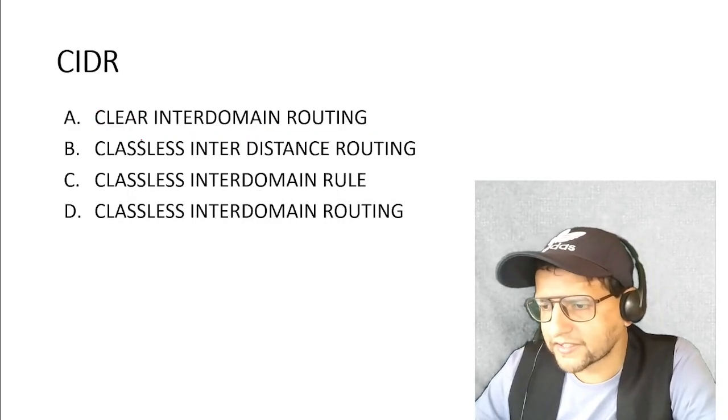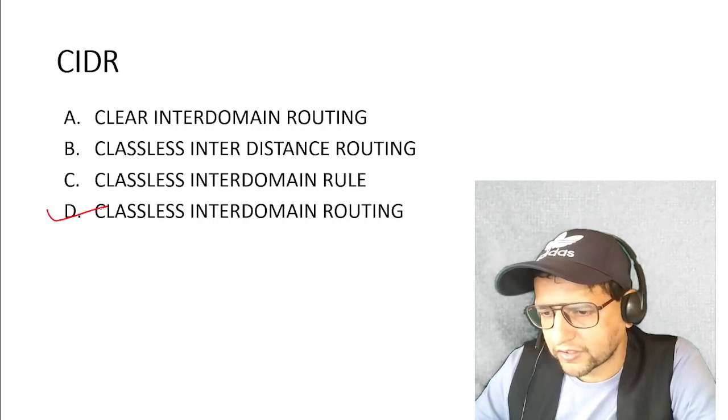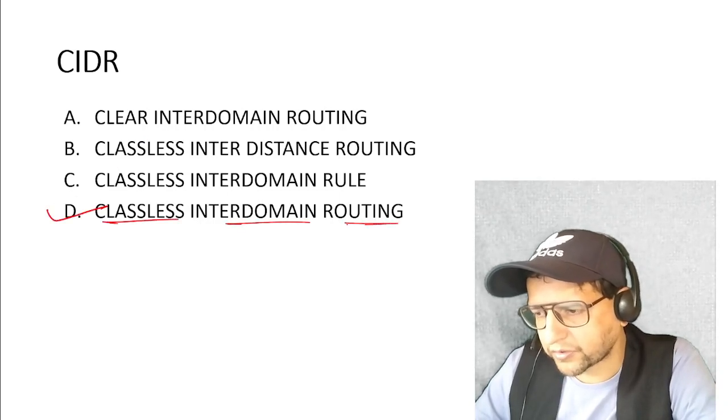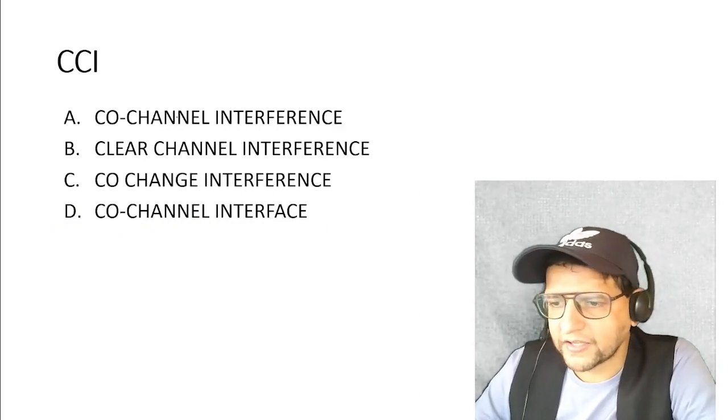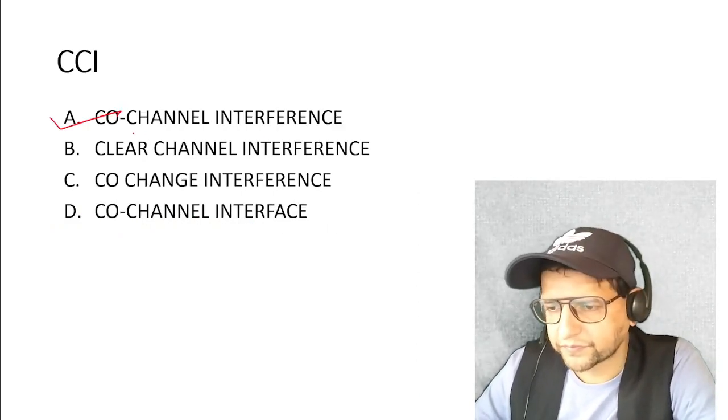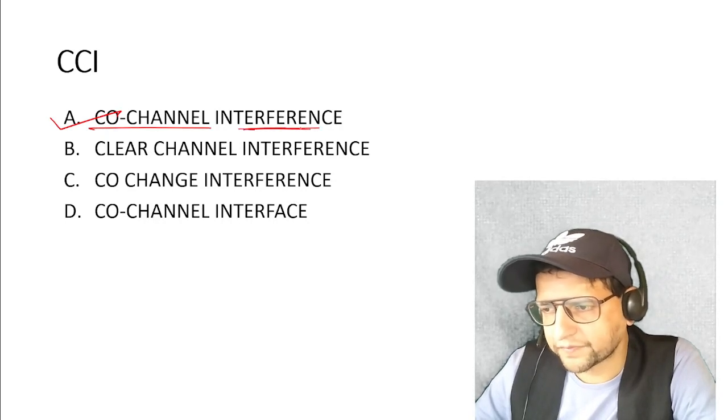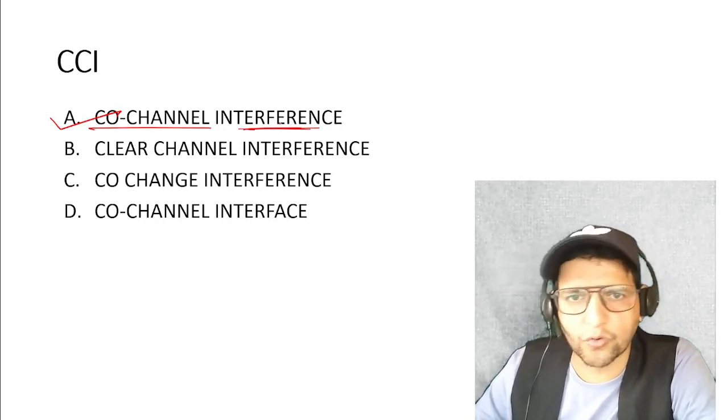CIDR is your classless inter-domain routing. So D is the right one. CCI is your co-channel interference. So there's adjacent channel interference, there's also co-channel interference.